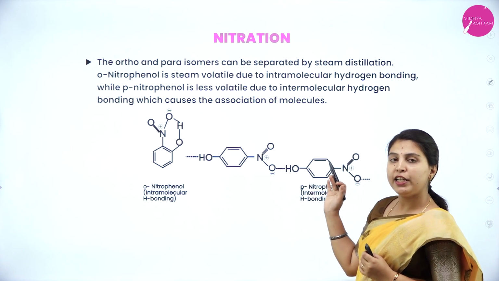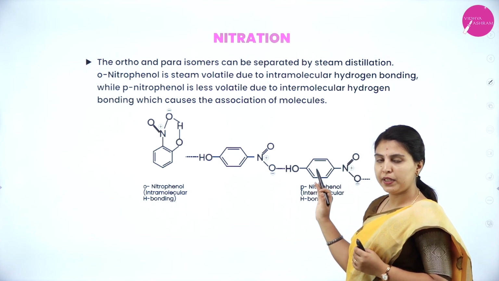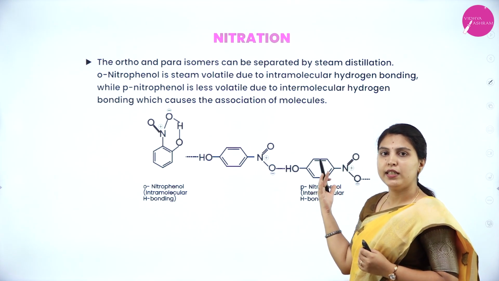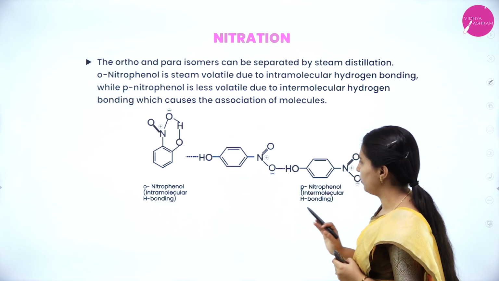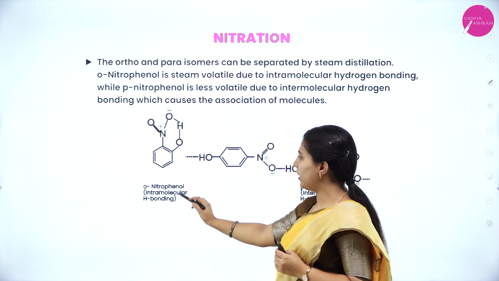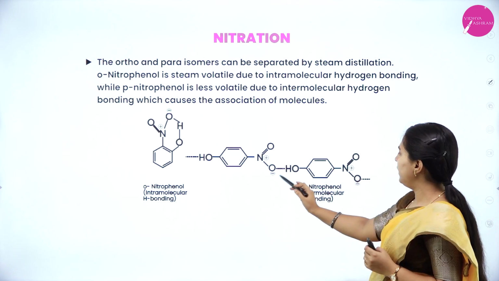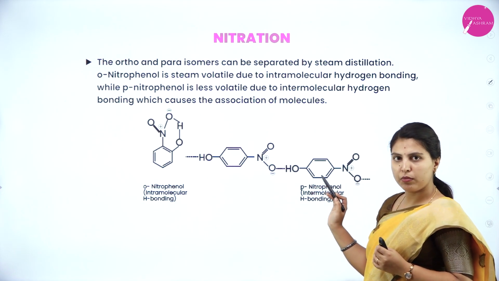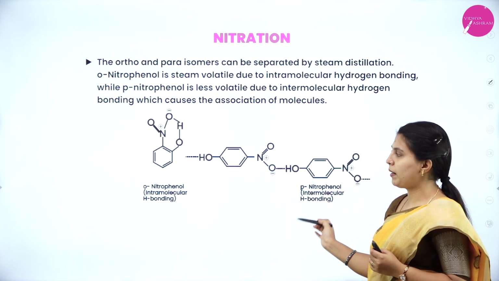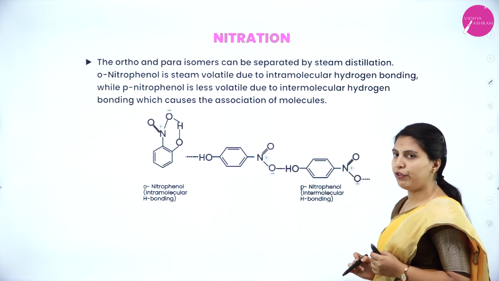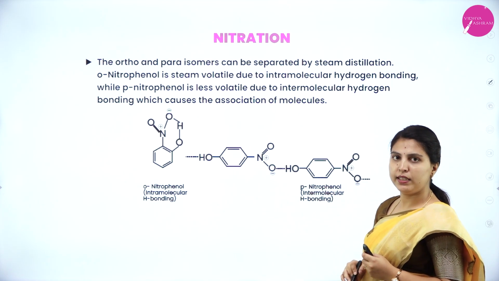But in para nitrophenol, intermolecular hydrogen bonding forms, so it cannot be easily volatilized by steam, which causes the association of molecules. In ortho nitrophenol, intramolecular hydrogen bonding can be seen. In para nitrophenol, intermolecular hydrogen bonding can be seen. So here the association of molecules is greater compared to ortho nitrophenol. That's why ortho nitrophenol can be easily removed by steam distillation.